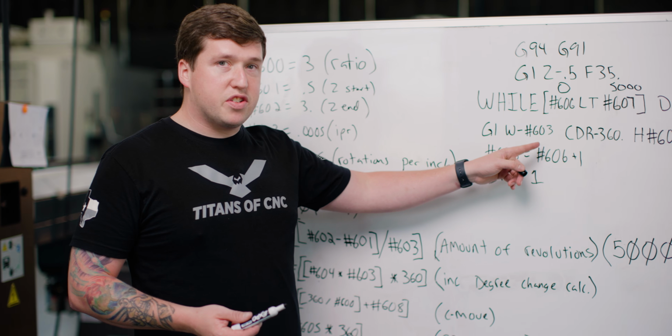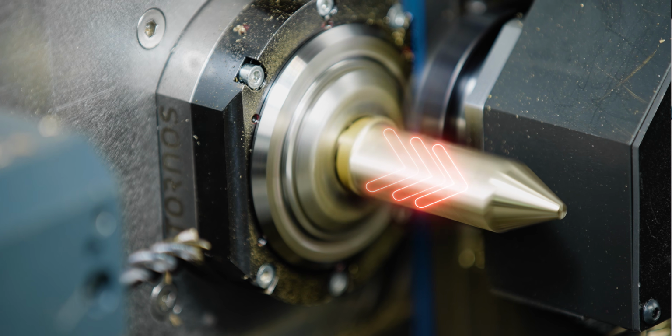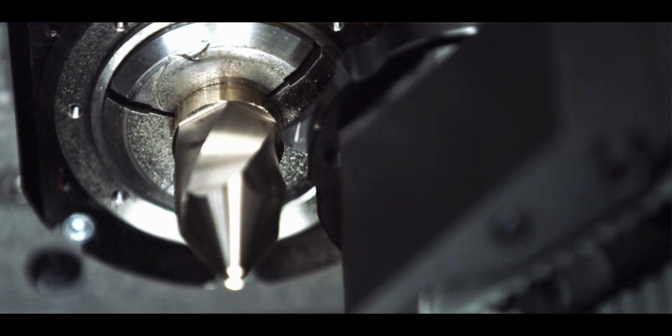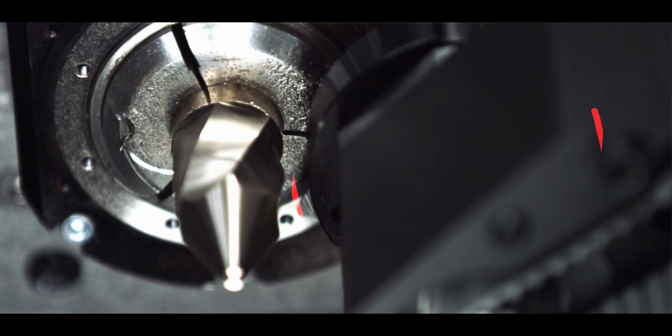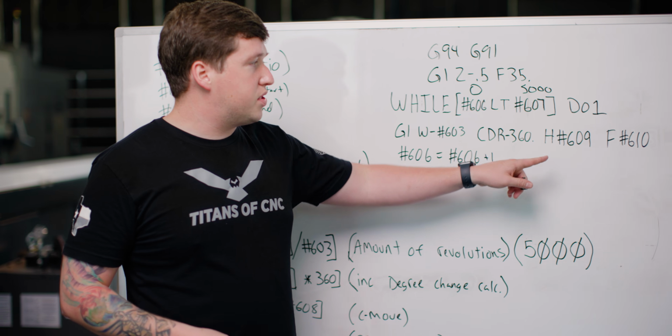Now W, how much it's gonna move every time, is actually pretty easy. That's just #603. That's our feed rate in inches per revolution. So that's how much it's gonna progress forward in Z. Very simple. The next one is C DR minus 360. That's just one revolution of our polygonal tool. That's not that complex. The next one's where we have to do some math though.